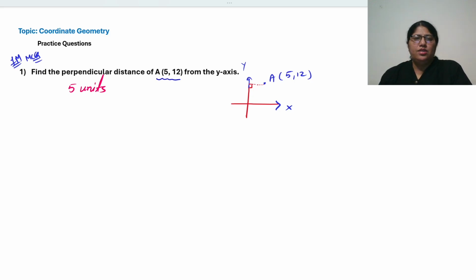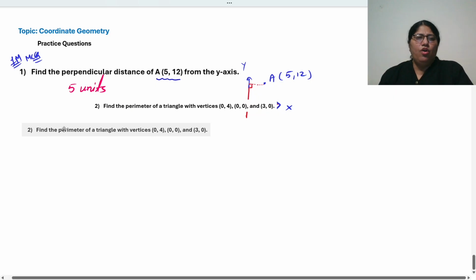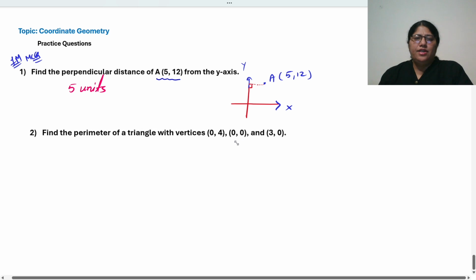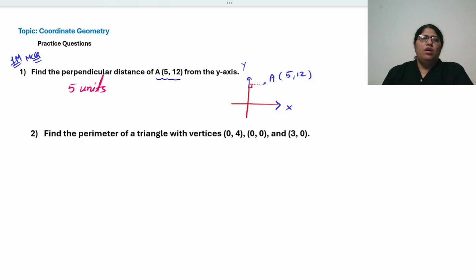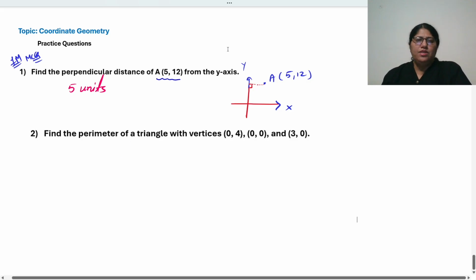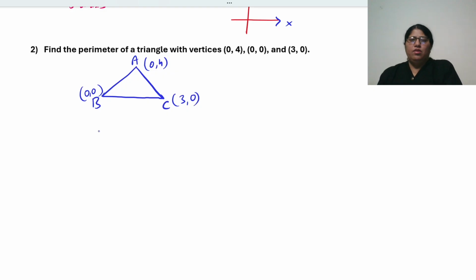The next question states: find the perimeter of a triangle with vertices (0, 4), (0, 0) and (3, 0). So always try to draw a rough figure. It becomes easy to calculate the values when we draw the figure. So let me draw the triangle here. You can draw any rough figure, and I label this as A, B, C. The coordinates of A are 0, 4, the coordinates of B are 0, 0, and the coordinates of C are 3, 0.